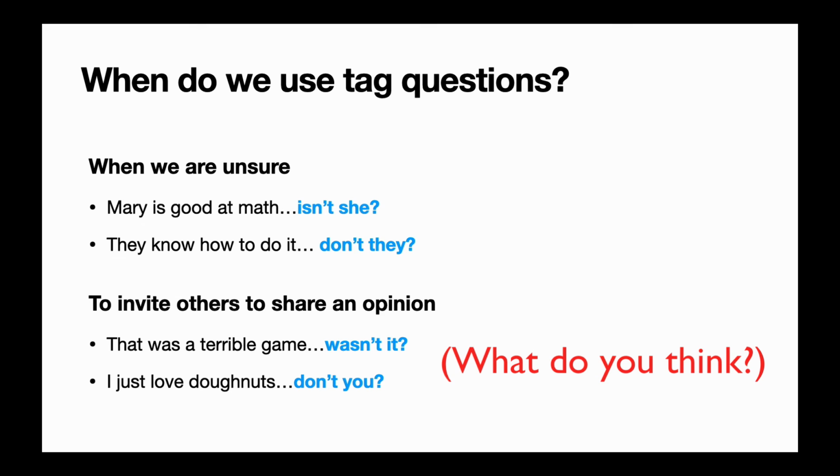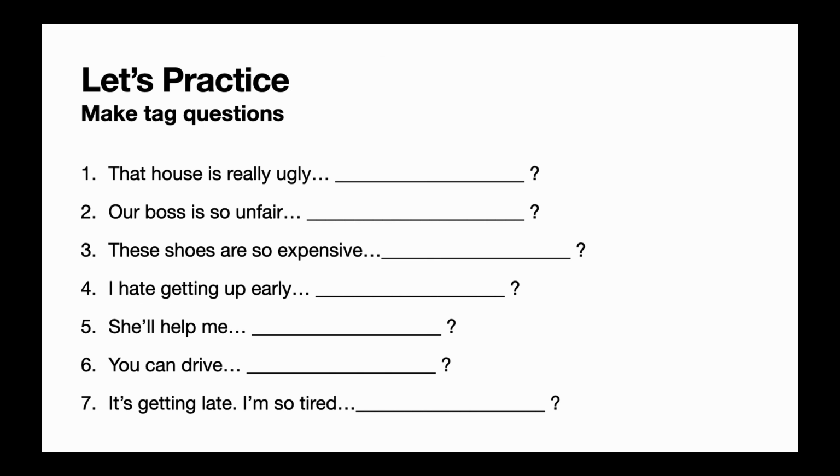Or I just love donuts. Don't you? The second example is a little bit different because instead of using the same subject in the sentence, I, you change the subject to include you, the person you're talking to. So let's practice. Make tag questions here that invite someone else to agree with you or to share an opinion. It's exactly the same as our first two practices, just here is more practice. So pause the video to work out these answers and then unpause it.